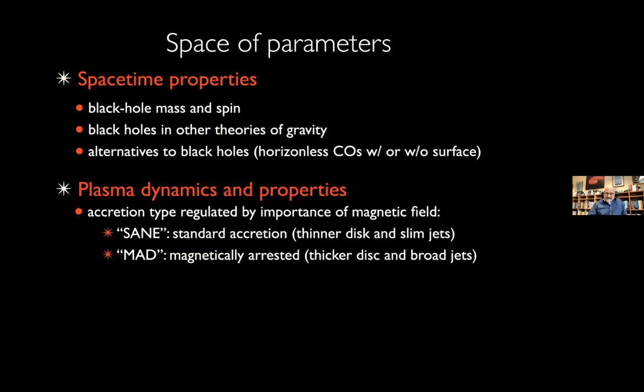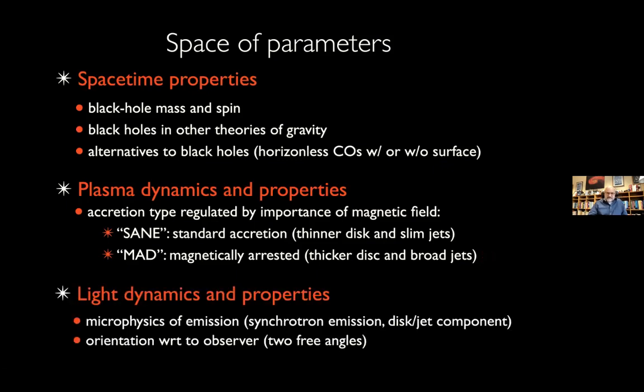The second one is magnetically arrested. Essentially, they differ by the amount of magnetic field which is advected to the black hole. And these are much more magnetized plasma, and the magnetization will be so large that accretion actually even stops. That's why they're called magnetically arrested. And we don't know really which of the two is the right one, at least because they are potentially both right. And then there is the light dynamics and properties.